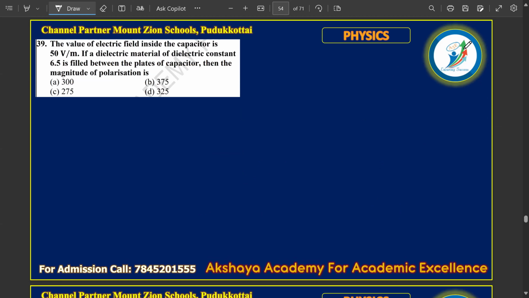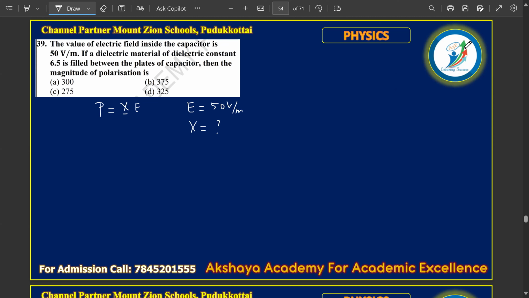Question number 39. The value of electric field inside the capacitor is 50 volt per meter. If a dielectric material of dielectric constant 6.5 is filled between the plates of the capacitor, then the magnitude of polarization is? We need to find the polarization. The formula for polarization P is psi into E, where psi stands for susceptibility and E stands for electric field. We already know the electric field E is 50 volt per meter.